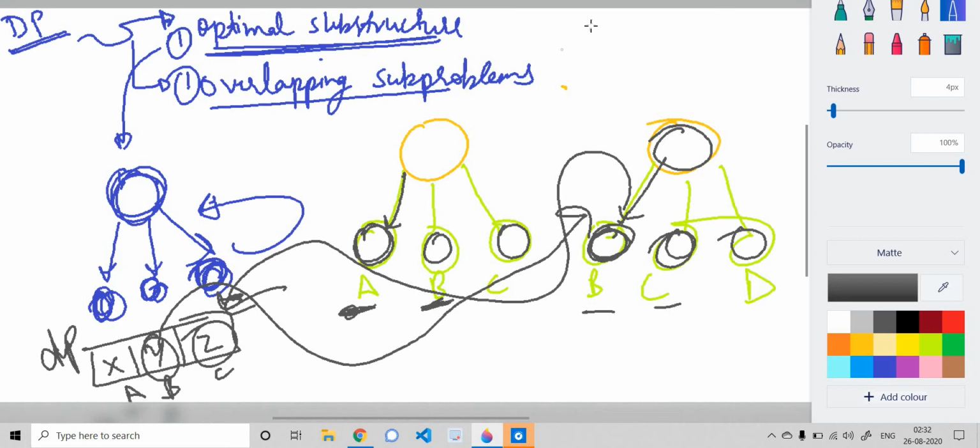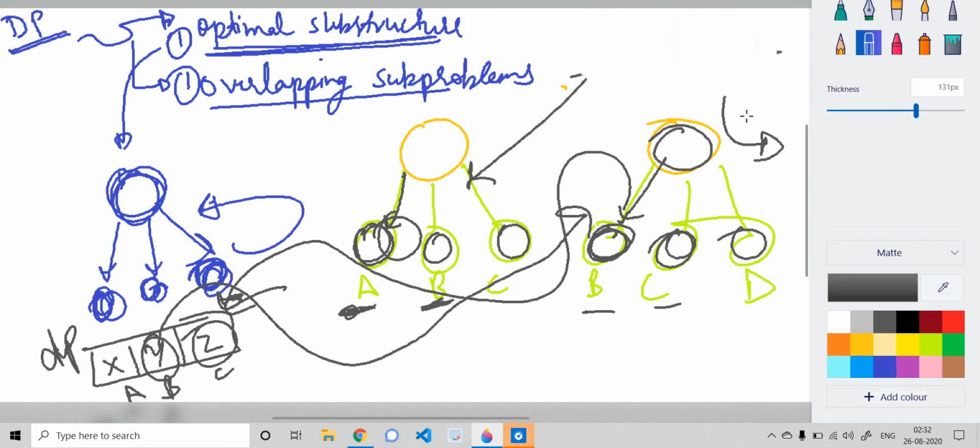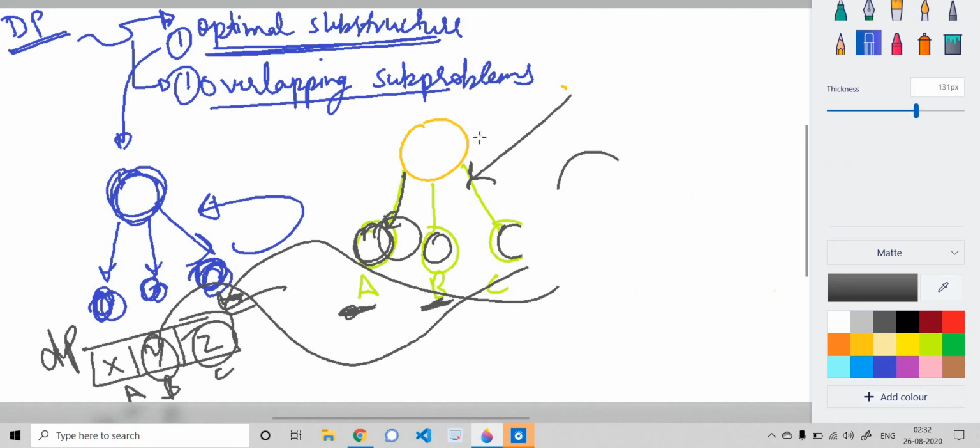It is called dynamic programming, as its name indicates, dynamic. It means dynamically we are choosing whether we should be executing it once, or we can just use the value stored in some data structure. So that's all for the overview of dynamic programming.